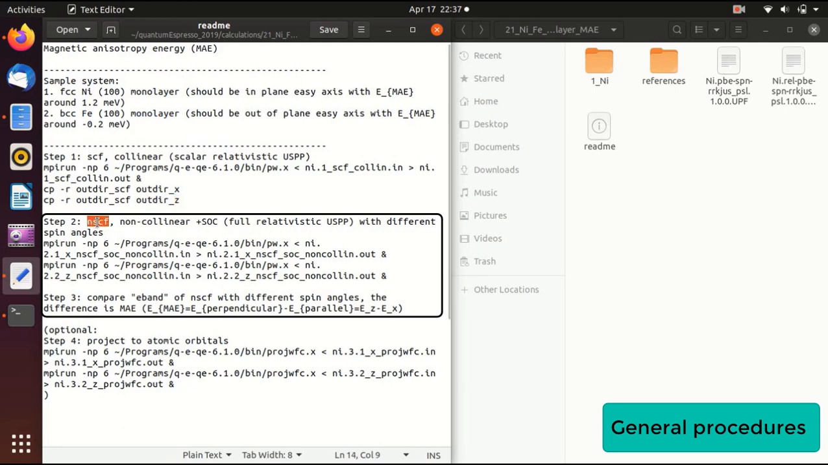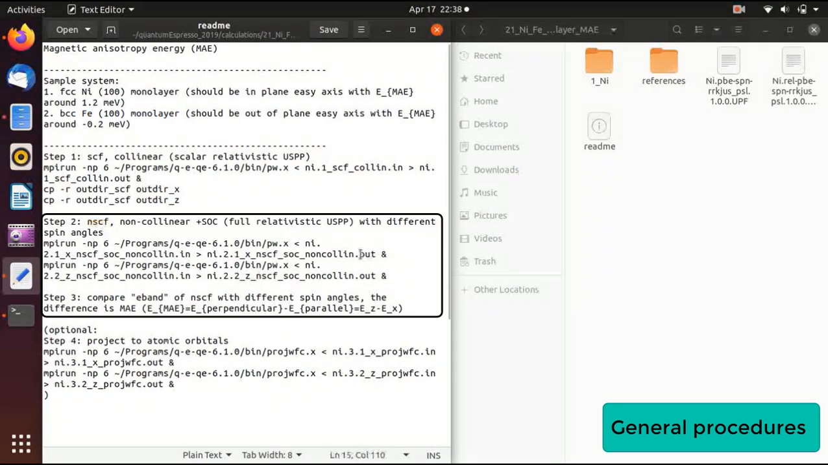It uses the charge distribution of the ground state calculated from the first step, and then does a non-collinear calculation plus spin-orbit coupling. So here you can change the direction of the spin. That's what it means by non-collinear. And then for spin-orbit coupling, you need full relativistic ultrasoft pseudopotential. In this step, you can change to different spin angles, for example, pointing out of plane or in plane.